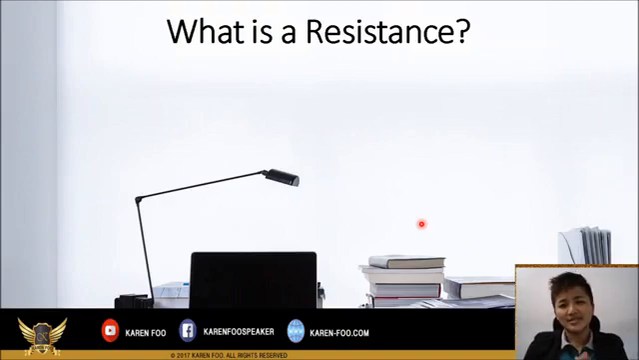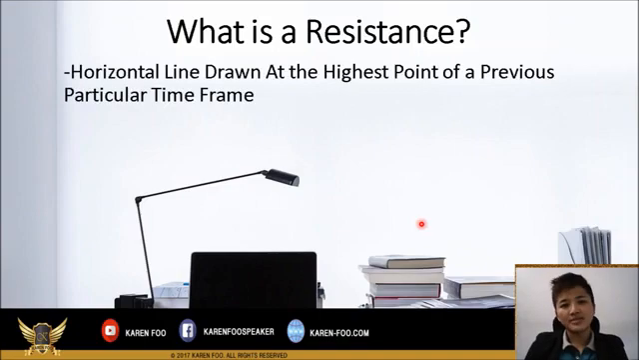So what is resistance? It is basically the other way around. It is like the ceiling for the price, to put it simply. So the support would be the floor and resistance would be the ceiling. It's a horizontal line that you draw at the highest point of the previous particular time frame. So you draw yesterday's highest point if you are using the hourly time frame.